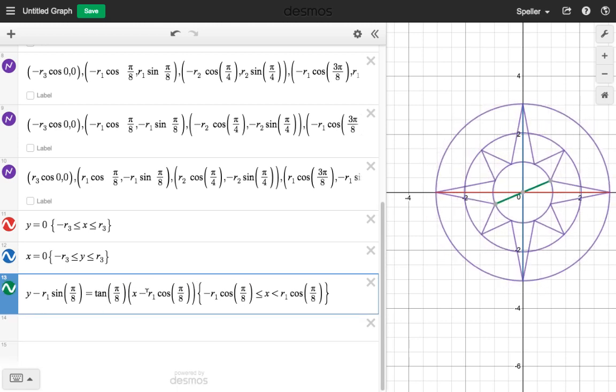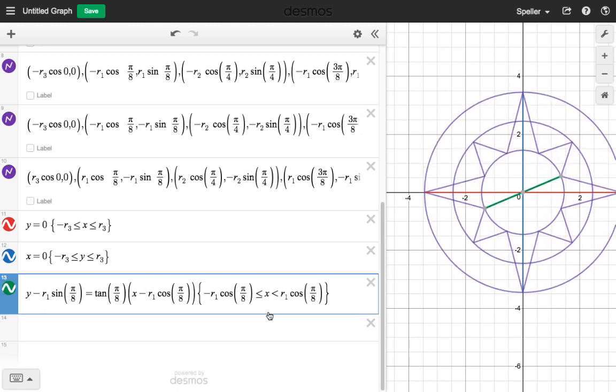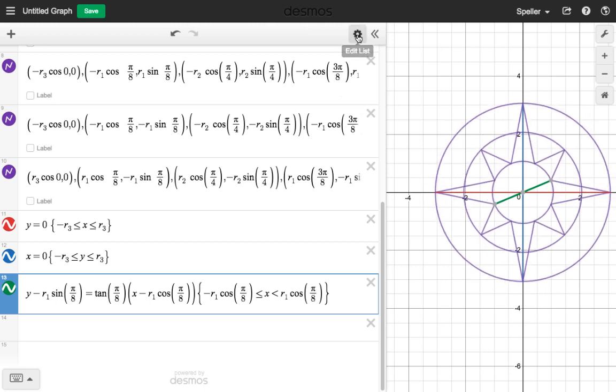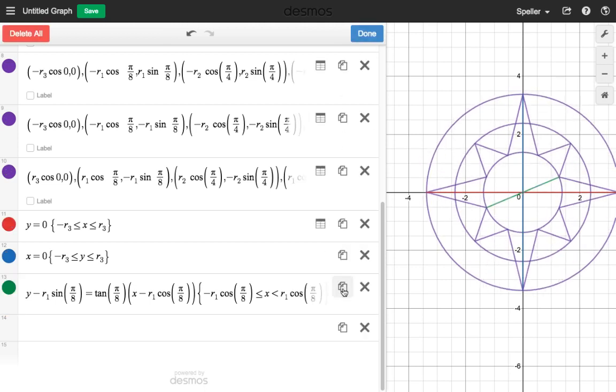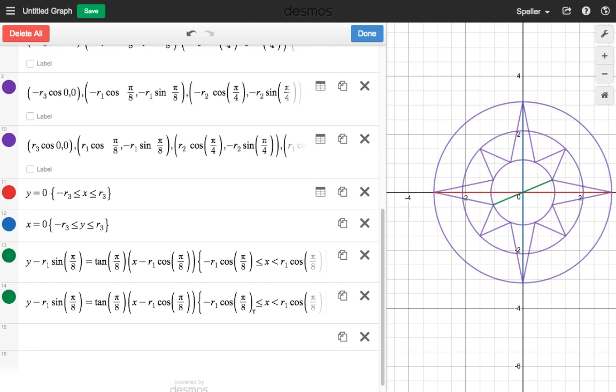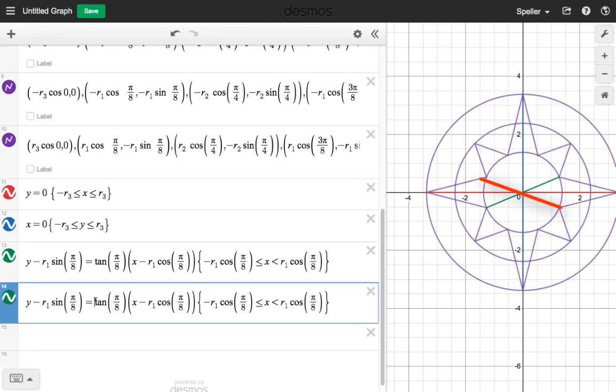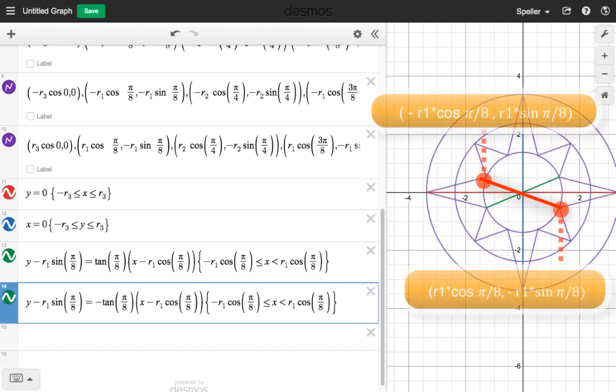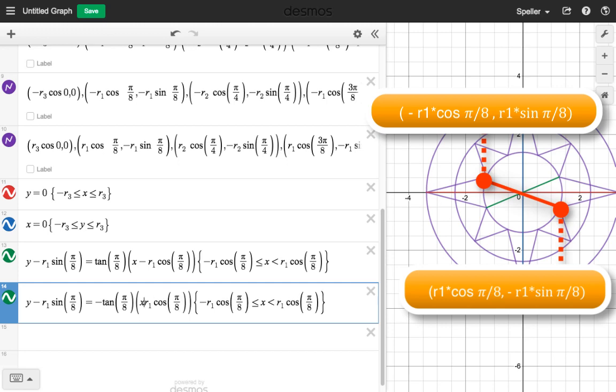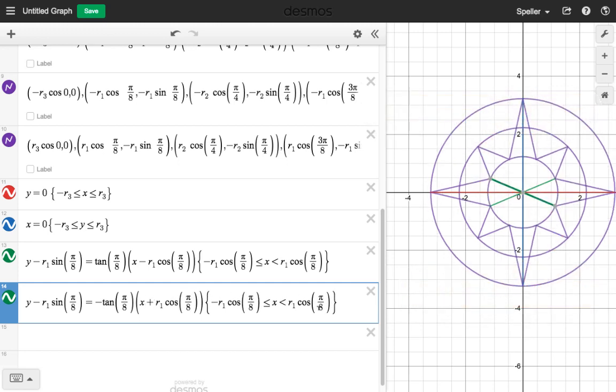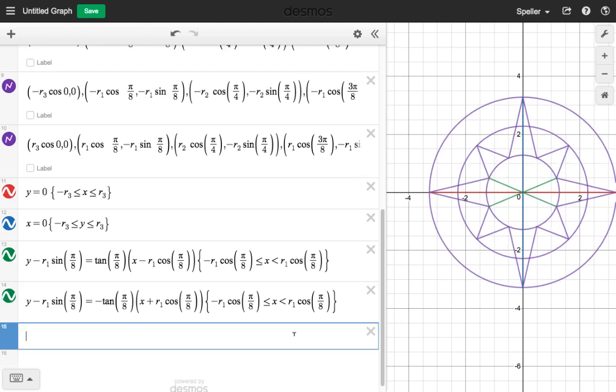And we still have the same thing. All right, and I want to duplicate this. So let's go to the gear and then duplicate, because now I want the negative value. So I'm going to place a negative here because I want the line to go in the opposite direction. And what I'm going to have to do here, because I'm going in the opposite direction, is change this here to a positive cosine, and my domain stays the same.